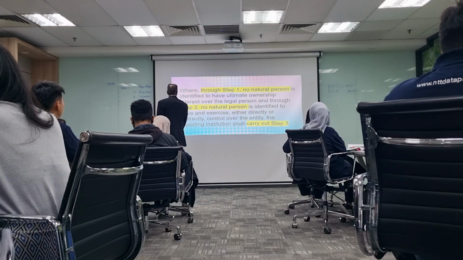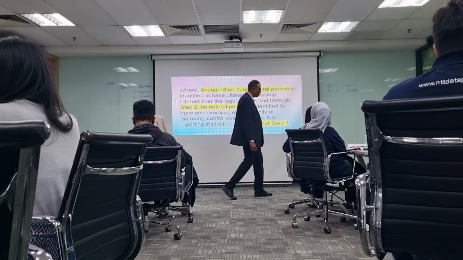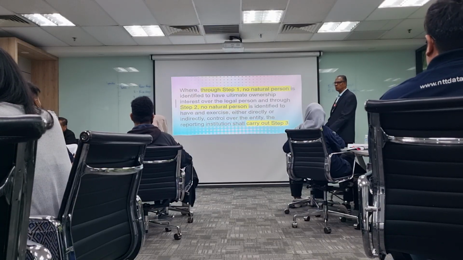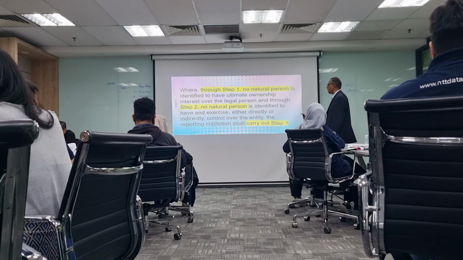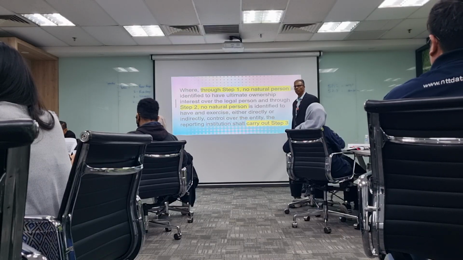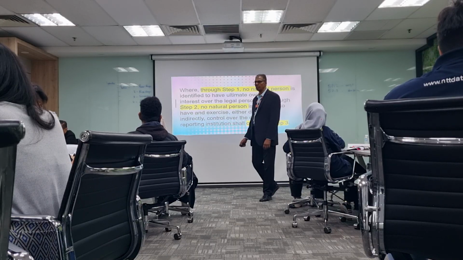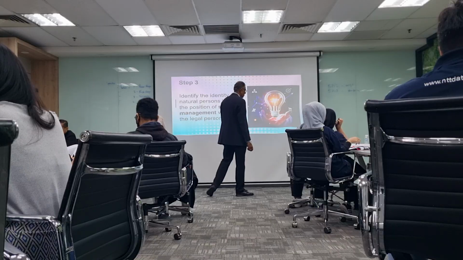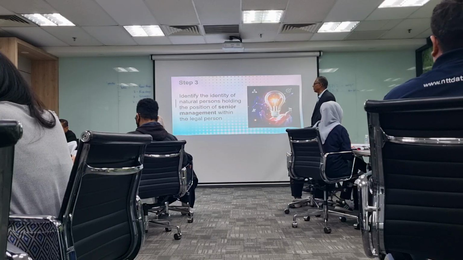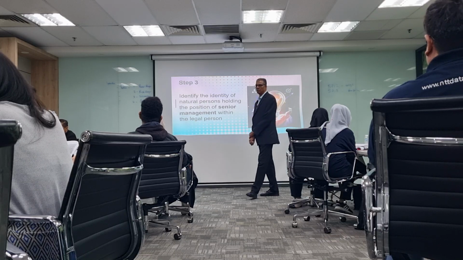Where through step 1 no natural person is identified to have ultimate ownership interest over the legal person, and through step 2 no natural person is identified to have and exercise either directly or indirectly control over the entity, the reporting institution shall carry out step 3. So what is step 3? Step 3 is to identify the identity of the natural person holding the position of senior management with the legal person.